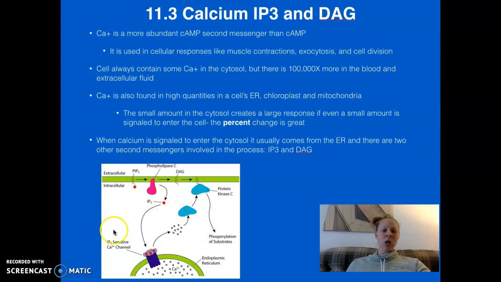And so there's not a lot of calcium inside the cell, which we should remember from talking about nerves and impulses. And so when you have a small increase inside the cell, you're going to have a large percentage change. So a small increase in calcium is going to allow for a great change. And so when calcium is signaled to enter the cytosol, it's usually released from the endoplasmic reticulum. And there are going to be two other second messengers involved, IP3 and DAG.